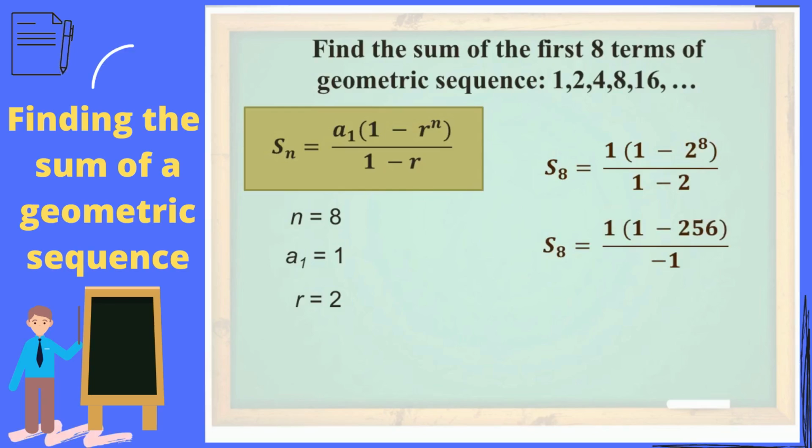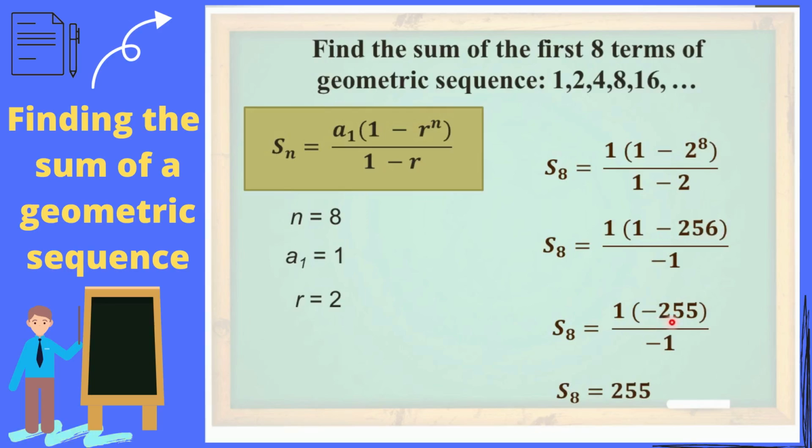So simplify further, that is equal to 1 times the quantity of 1 minus 256. So where did we get 256? That is the value of 2 to the 8th power. So that is 256. So 1 times the quantity of 1 minus 256 divided by negative 1 is equal to 1 times the quantity of negative 255. So how did we get negative 255? That is the difference between 1 minus 256. So 1 times negative 255 is negative 255. Divided by negative 1 is equal to positive 255. So the sum of the first 8 terms of geometric sequence 1, 2, 4, 8, 16, and so on is 255. Or S sub 8 is equal to 255.